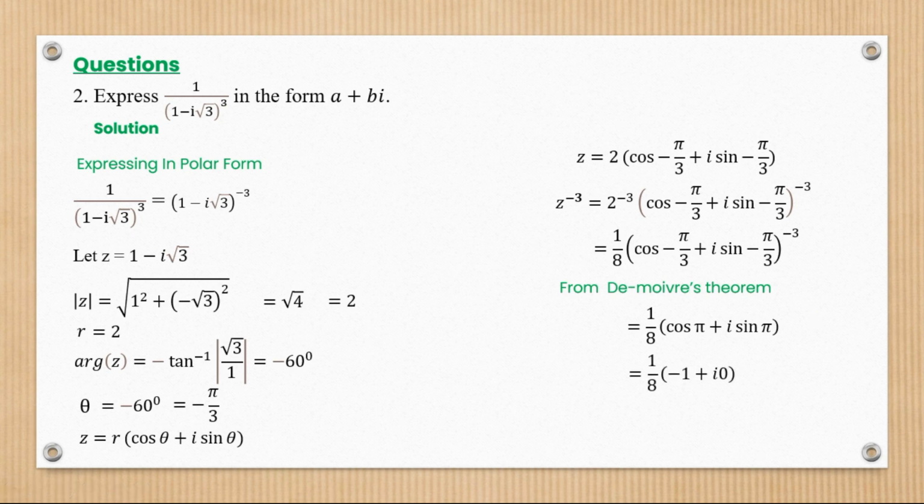So now we know that cos pi in radians is negative 1, and sin pi in radians is 0. So now we're left with negative 1 over 8. So this is actually a pure real number, since the imaginary part of it is equal to 0.